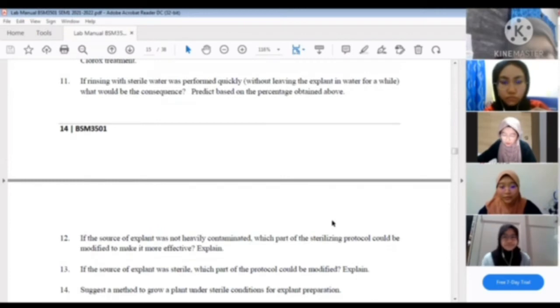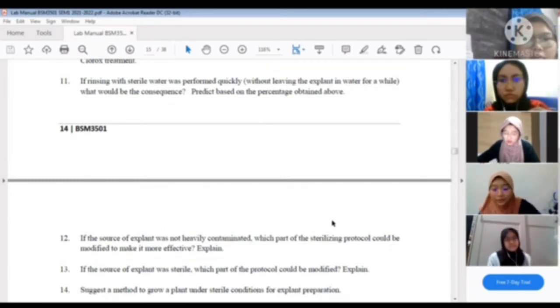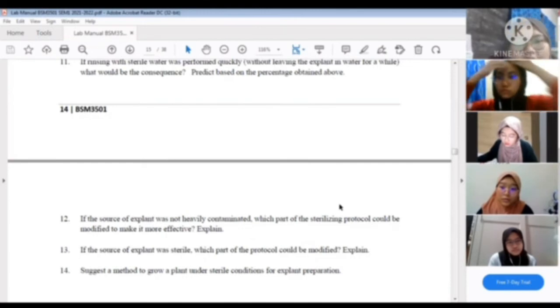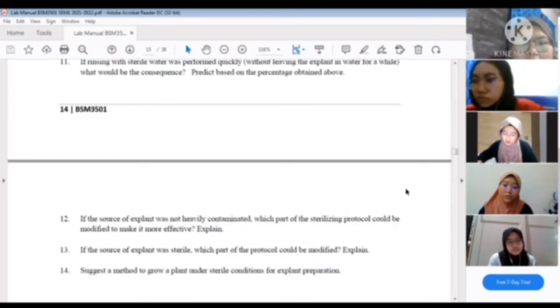Okay. Moving on, number 12. If the source of the explant was not heavily contaminated, which part of the sterilizing protocol could be modified to make it more effective? Explain. You want to answer? I think we don't need to soak in the 70% alcohol because alcohol just removes organic materials in the explant. So when the explant is not heavily contaminated, it can be directly immersed in the Clorox so that it can penetrate through the explant.